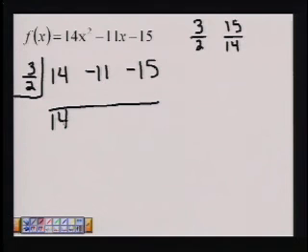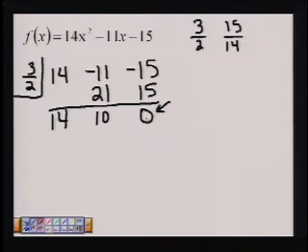Now I take 14 times 3/2, which gives me 21, and I put that in the next column. Now I add the column, which gives me 10. I multiply 10 times 3/2 and put that in the next column, and I add the column, which gives me 0. This 0 is the remainder of my division. Essentially, I just divided my original function by a factor x minus 3/2.